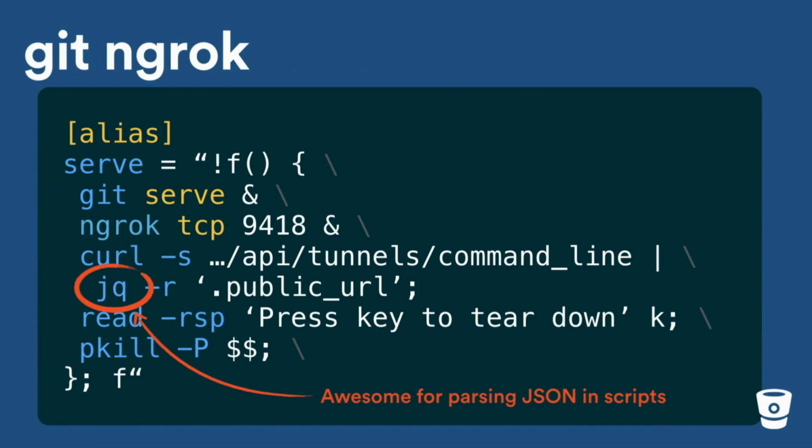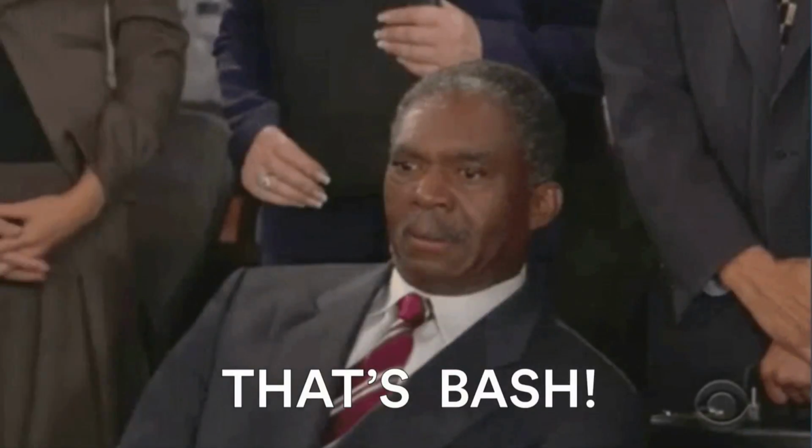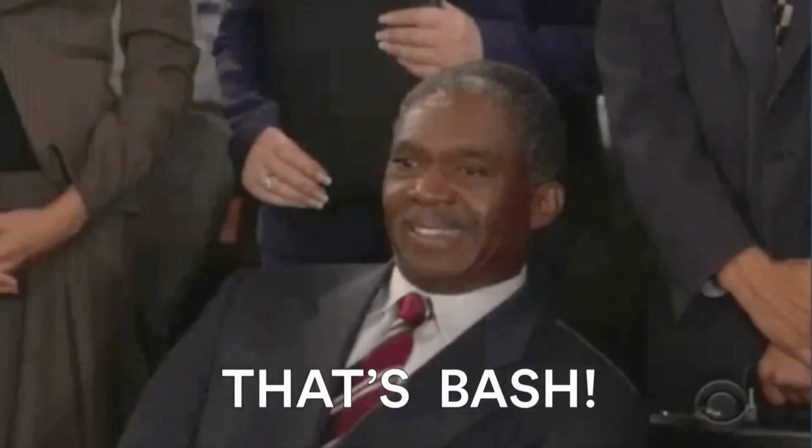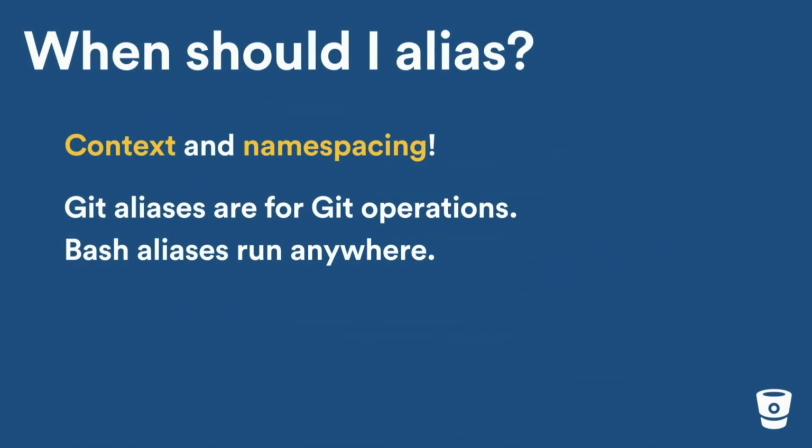Now, you might be looking at this slide, and you'd be forgiven for thinking that this isn't actually a talk about Git aliasing. This guy's just giving me a tutorial on bash programming, which is definitely not what I signed up for. And you're absolutely right. At the end of the day, these aliases are just bash scripts that are invoked via the Git binary. So you get this sort of philosophical question about when should I create an alias in Git and when should I create an alias in bash? And really, it's all about context and namespacing.